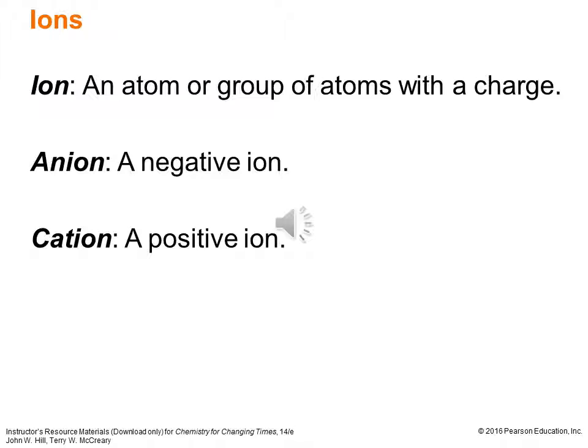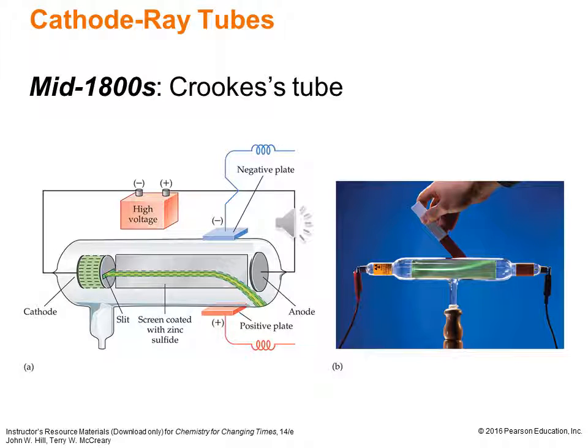So if it happens to gain one or more electrons, we call it an anion, a negatively charged ion. If it's given up one or more electrons from its neutral state, then we call it a cation, a positively charged ion. We see here in this example now a Crookes tube, an example of a cathode ray tube from the mid-1800s. And so a cathode ray is really a stream of electrons.